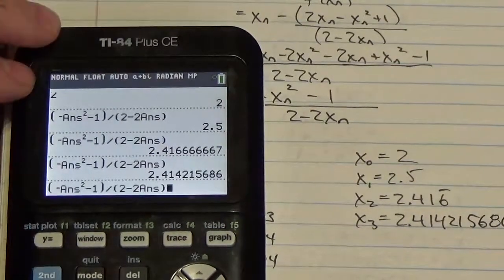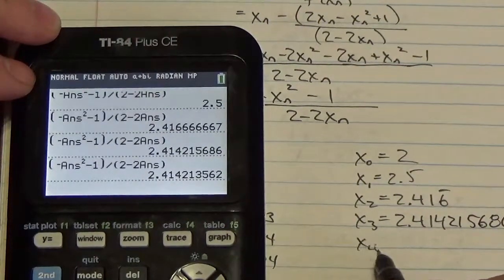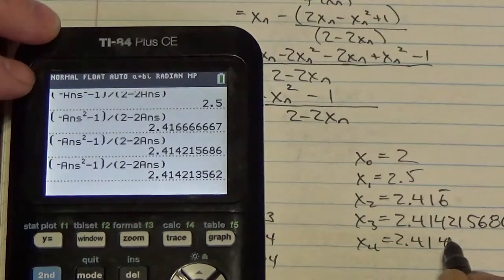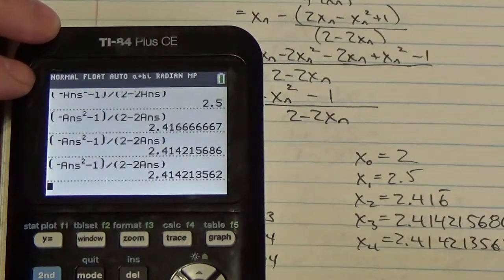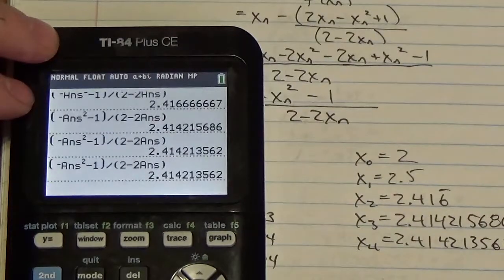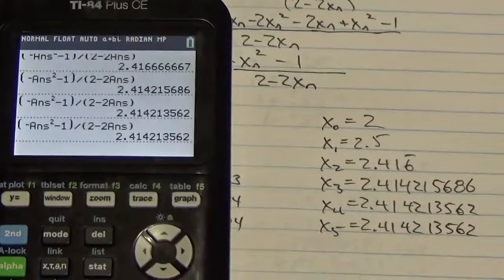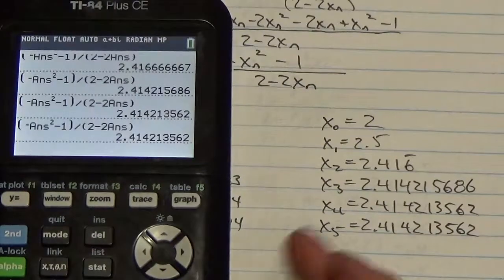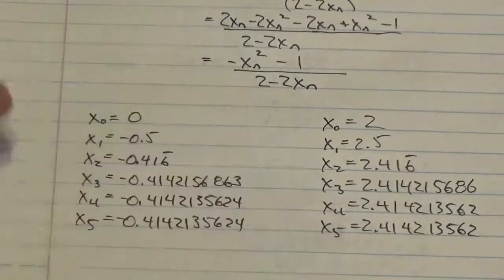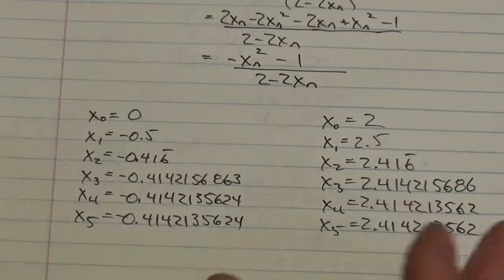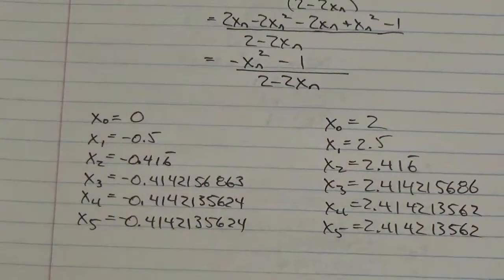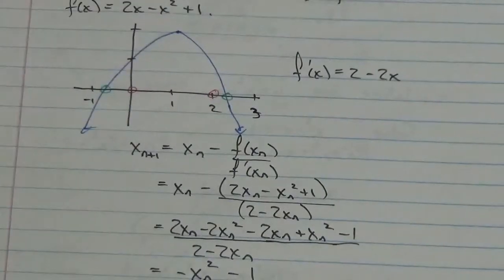Do it again. 2.41421566. Do it again. 2.4142135562. Do it again. And just like before, it doesn't take me long. Before I've hit a point where I can't get it any more precise than what I've got showing there right now. And so those are the answers that I would be looking for. And again, those are pretty consistent with the diagram that I've got set up.